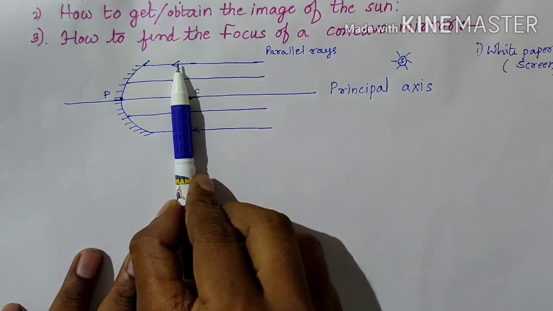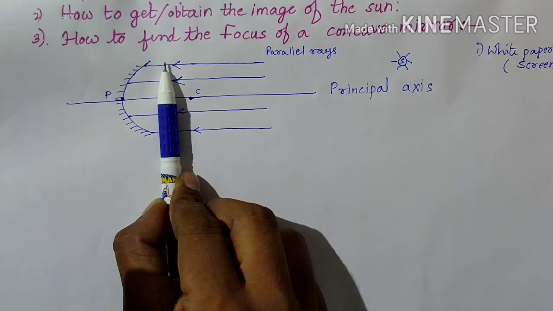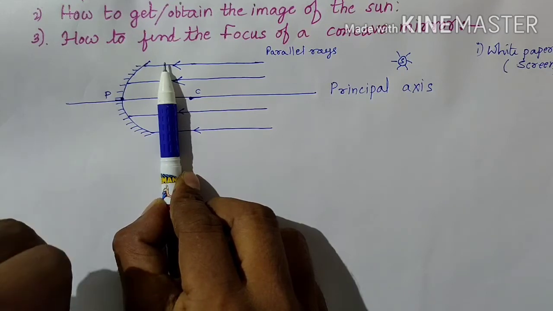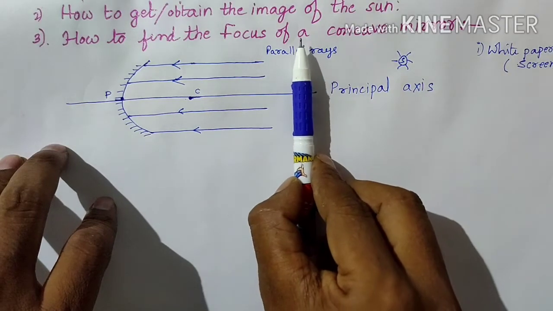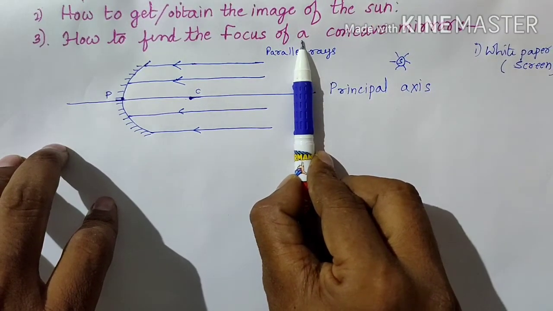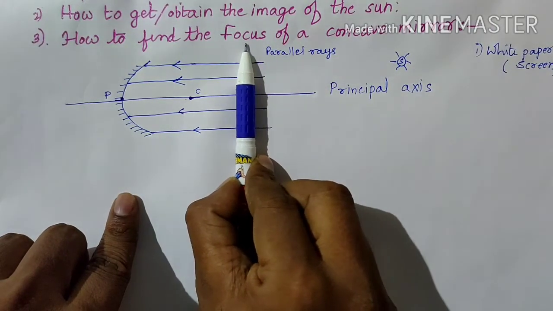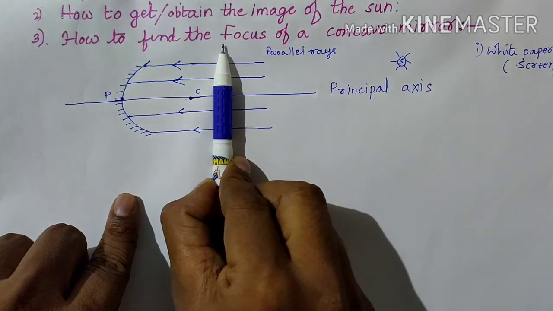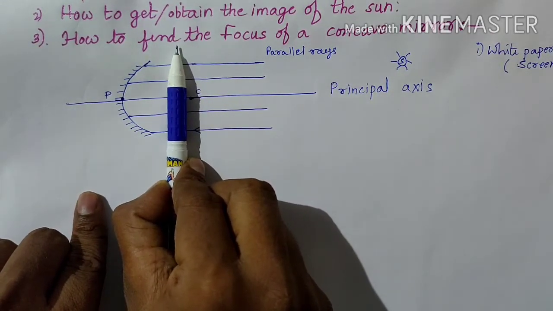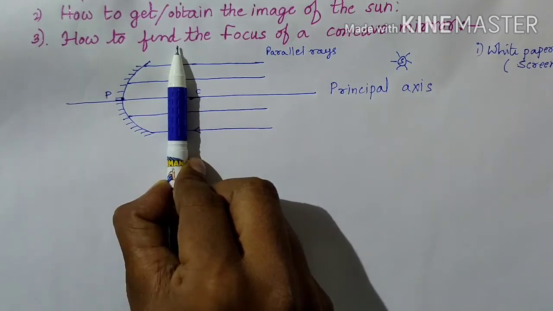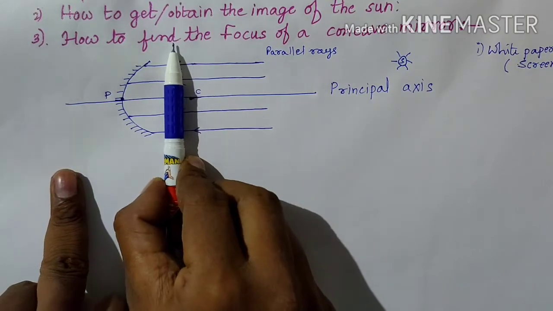At one particular point, you will find a brightest, smallest spot on the paper. So you have to place the paper somewhere here and move this paper towards the concave mirror. While you are moving it, you will find some brightest, smallest spot on the paper. That smallest, brightest spot is nothing but the image of the sun.